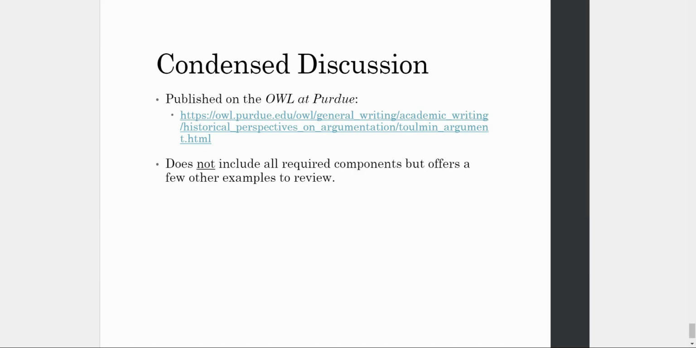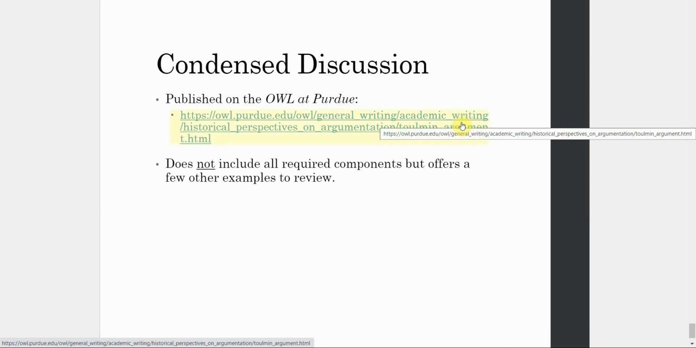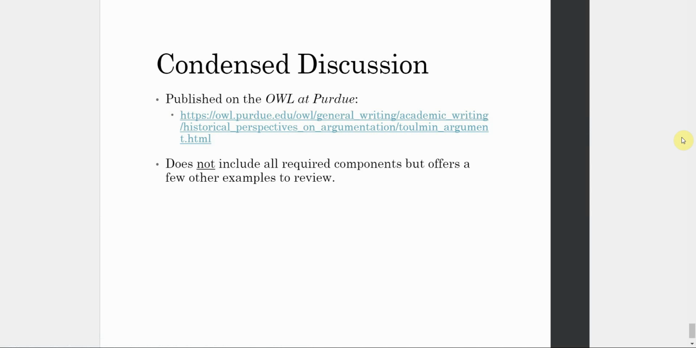If you're interested in a condensed discussion that provides additional examples of the Toulmin method, in your Essay 3 module where you locate this document, you can click on this link directly and go to the OWL at Purdue website, where you will find a new example that helps us understand the Toulmin method argument.